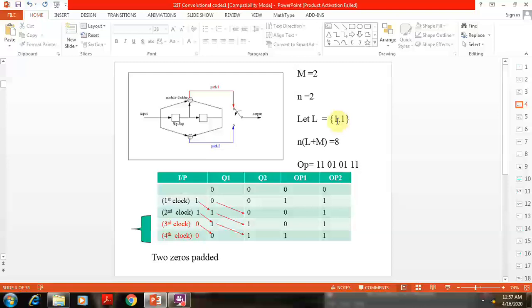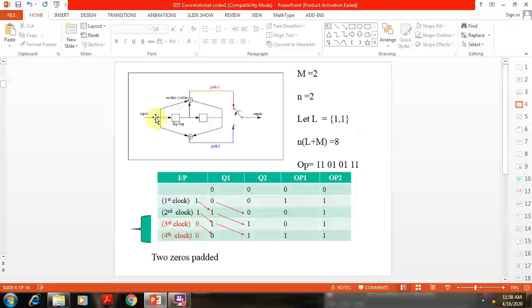So your actual message will be considered as 1100, because when the input moves inside the convolutional encoder, this terminal cannot be kept floating. So I have to apply 0 here. So how many such zeros am I applying here? I am applying 2 zeros here because the constraint length is 3. So if the constraint length is m, I need to apply m minus 1 zeros to the original message.